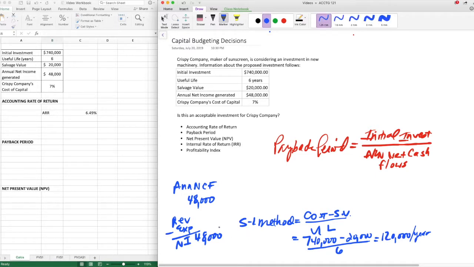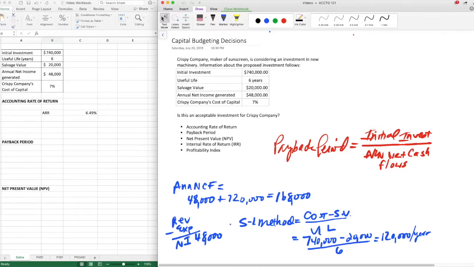Since that's been subtracted to get our net income, to find the annual net cash flows we are going to take that 48,000 plus the 120,000. We're going to add back that depreciation, and that gives us $168,000. That is our actual positive net cash flow from this machine each year.